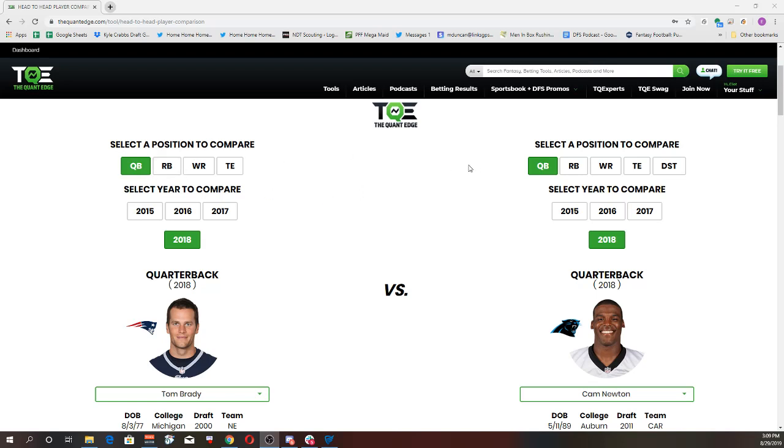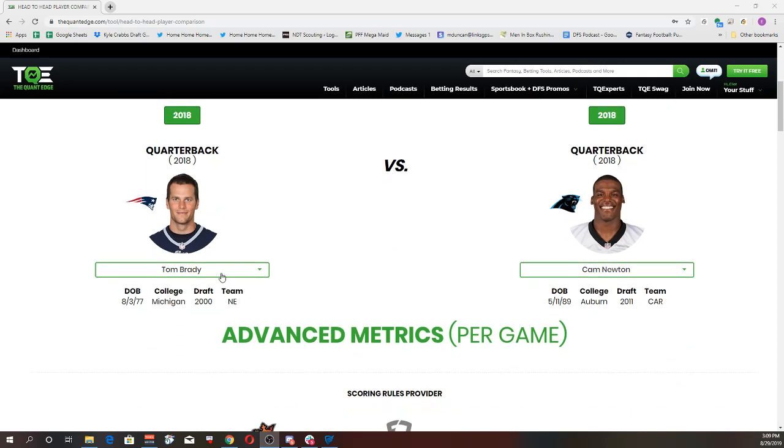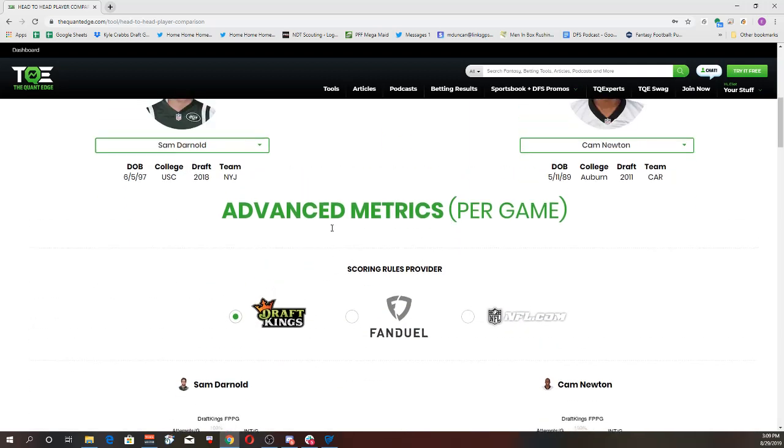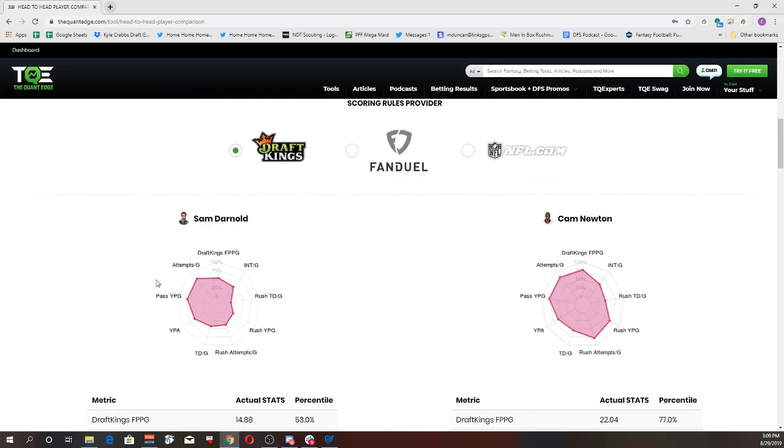Whatever you want to do, you can compare. So once you select your position, so I'm just going to start with two quarterbacks, we can compare, have a drop down. I'm just going to select Sam Darnold and compare him to Cam Newton. I can change the scoring rules provider, so DraftKings, FanDuel, or NFL.com. This is PPR. This is half-point PPR. This is standard scoring.